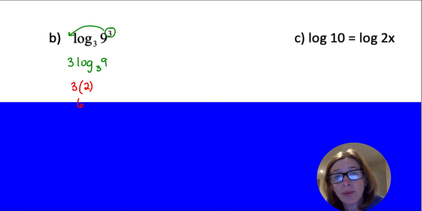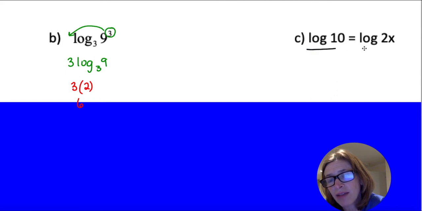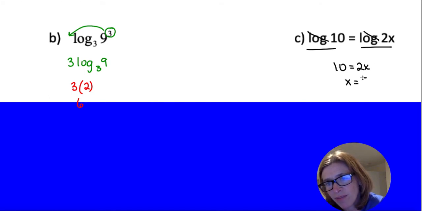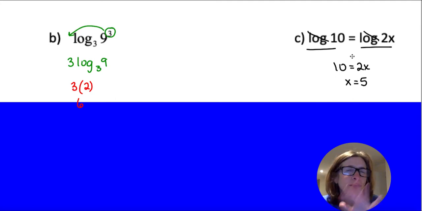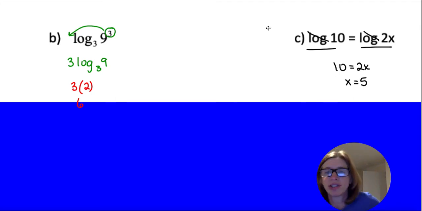All right, and here we have a log equation. Looking for structure, I have a single log equaling a single log. They have the same base. So 10 equals 2x and x equals 5. So that's a quick, easy way to think about how you might choose to use these.